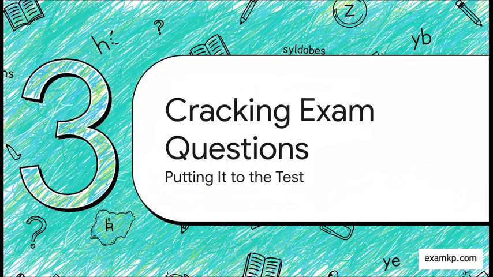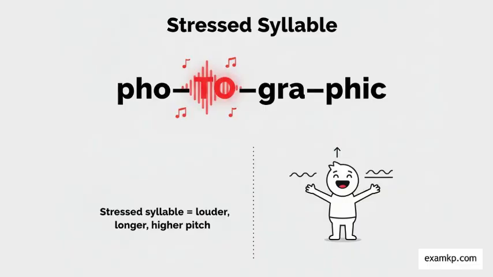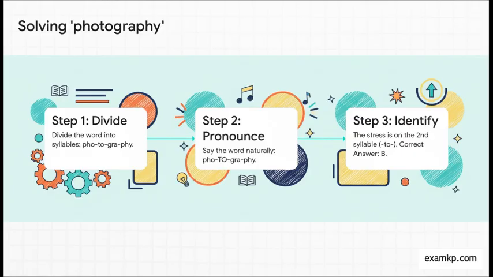Let's see how our new toolkit holds up under pressure. And here we are, back to our old friend photography, straight from a WAEC 2018 oral paper. The question asks for the stressed syllable. This is a classic test of stress placement, and it's a really common challenge for students. But just look how simple this becomes when we actually follow a process.